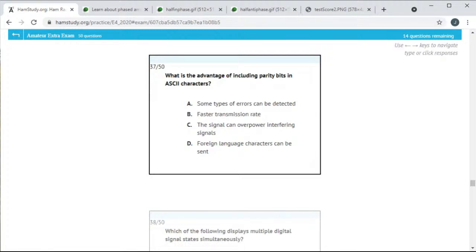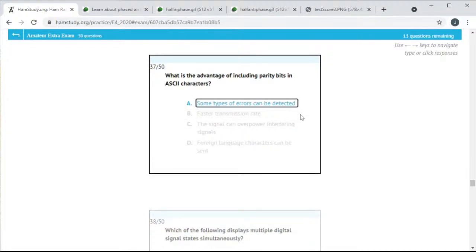37. What is the advantage of including parity bits in ASCII characters? A, some types of errors can be detected. B, faster transmission rate. C, signals can overpower interfering signals. D, foreign language characters can be sent. I believe parity bits are for error detection.